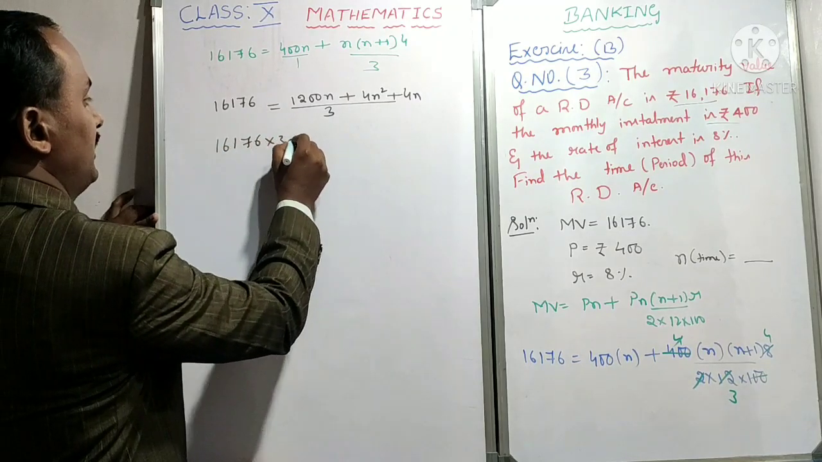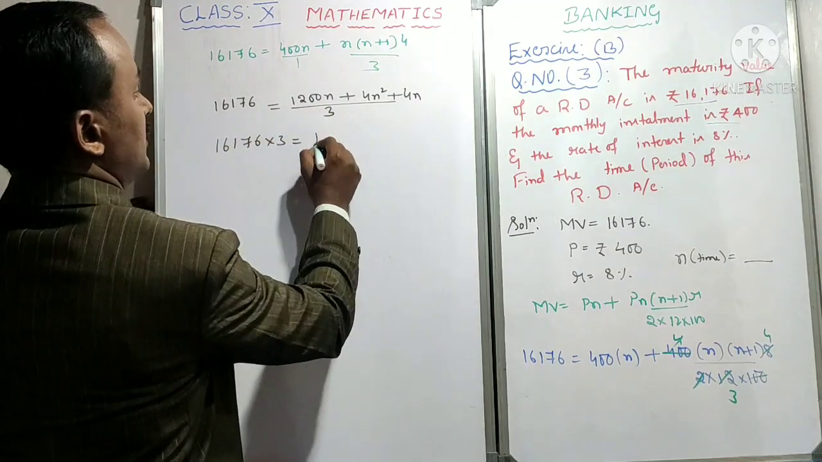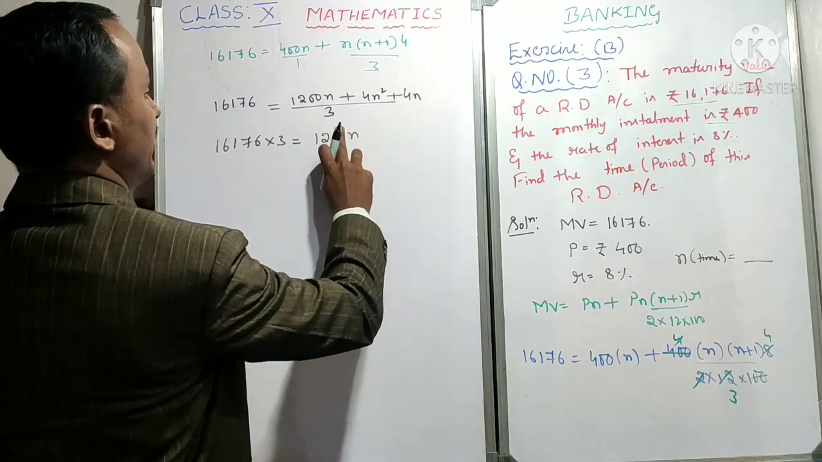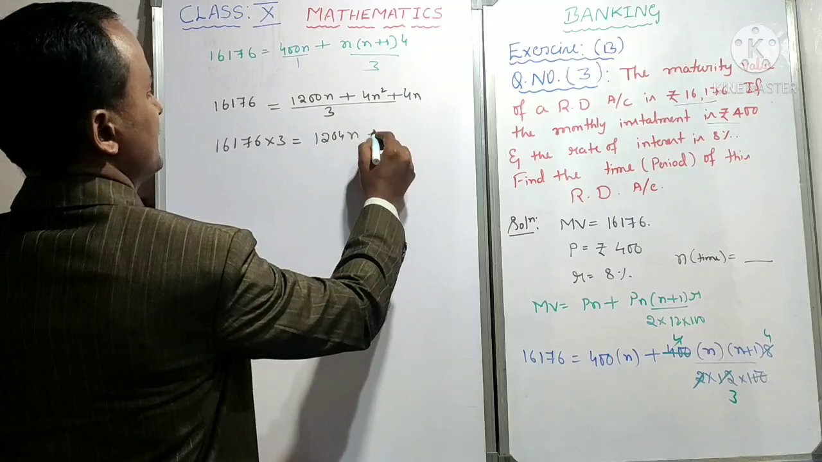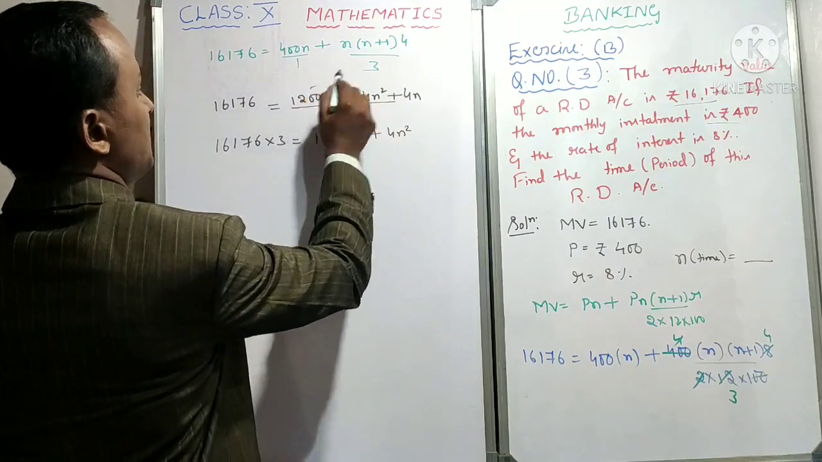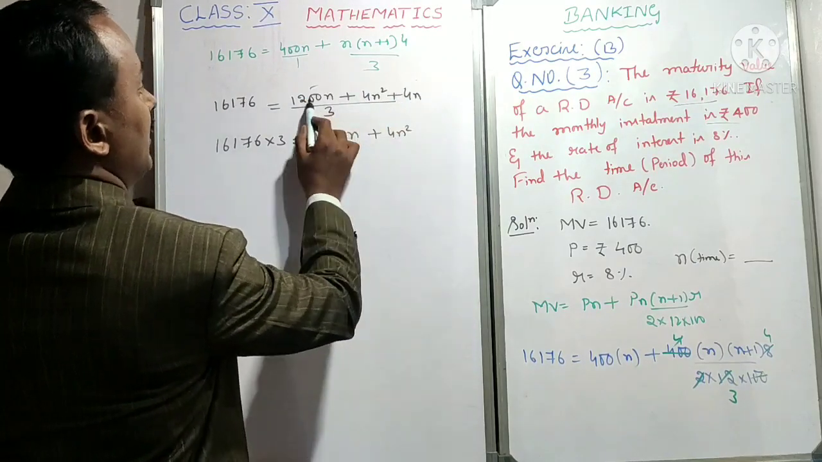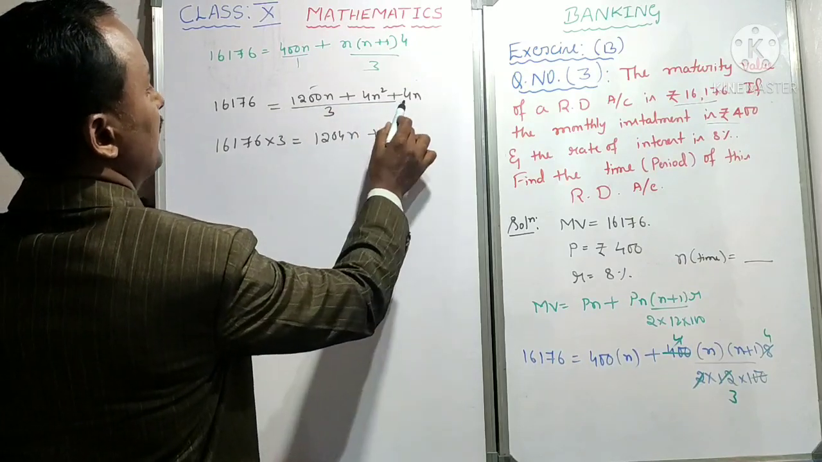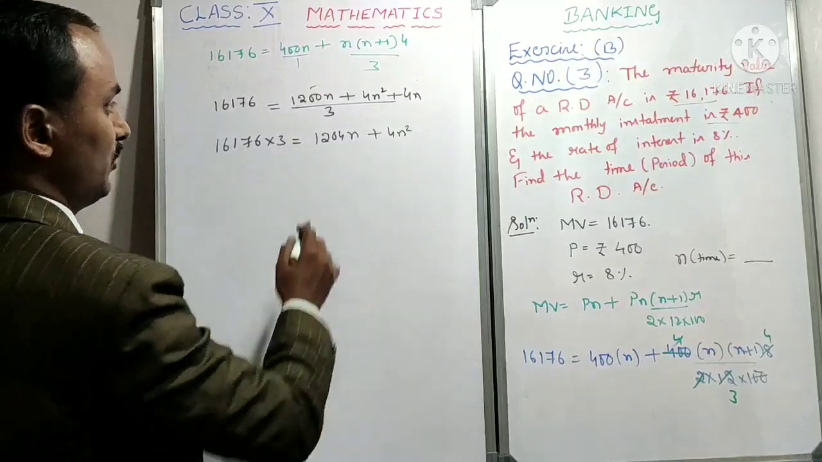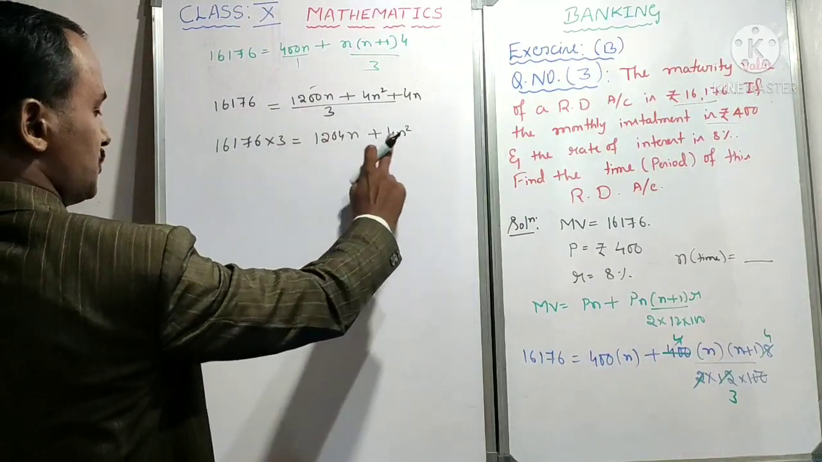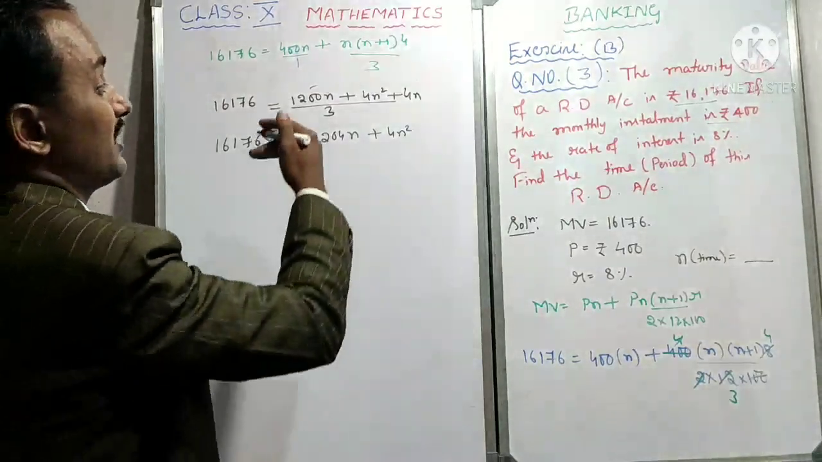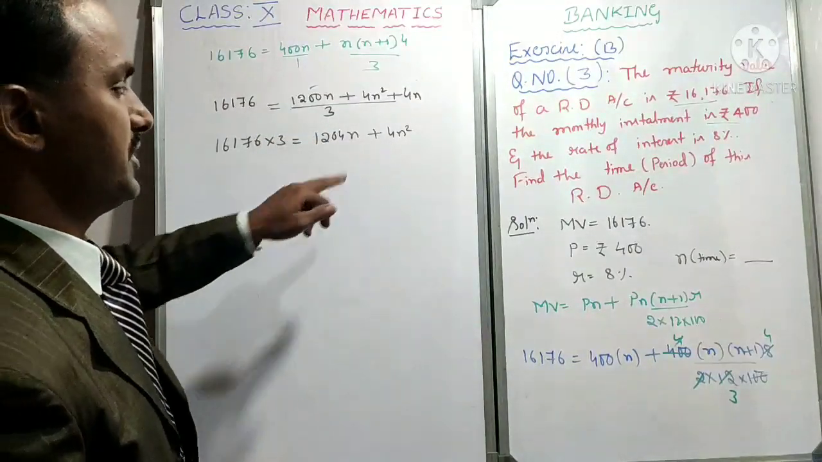16,176 into 3 is equal to this. 1200N plus 4N became 1204N. Why? These two are like terms, N terms, positive, positive, addition, so 1200N plus 4N became 1204N. Now, these two are divisible by 4. This one also divisible by 4. You should reduce the coefficient value.